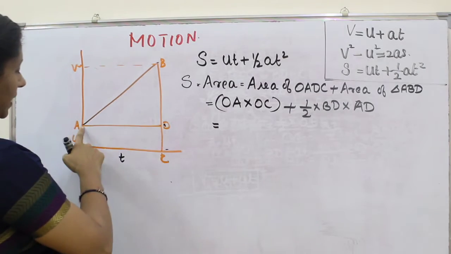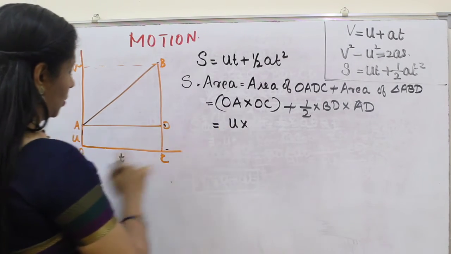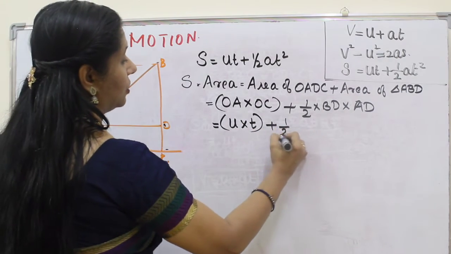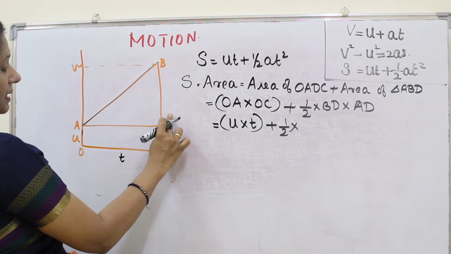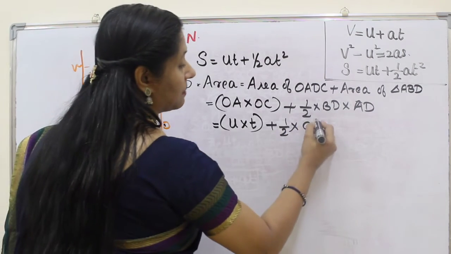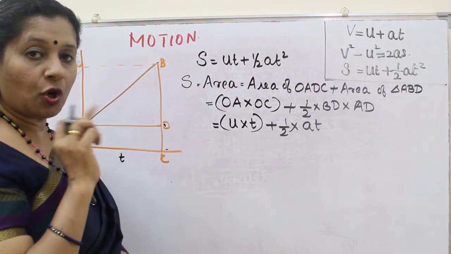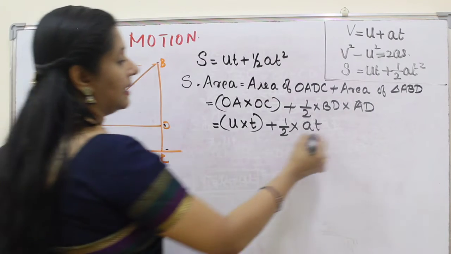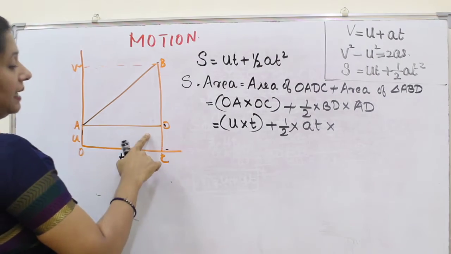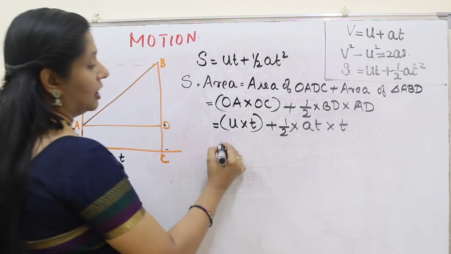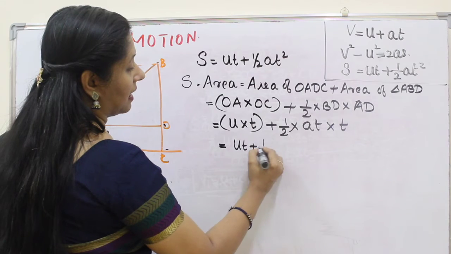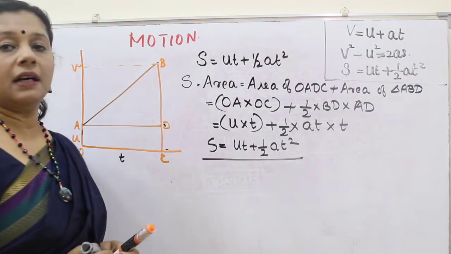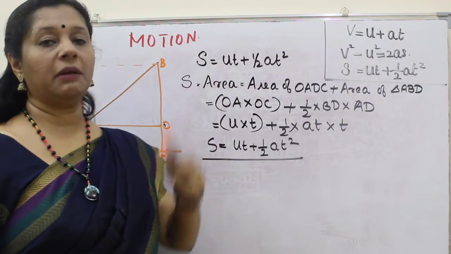Is equal to, what is OA? OA is equal to U into OC, which is nothing but T, plus half into, what is BD? BD is the AT. Because in the previous equation when we derived, we found that the slope of the graph is acceleration. So from that we found BD is equal to AT, into, what is AD? AD is the time T. So now we can get UT plus half AT square. What is it? Yes, so this is our second equation. S is equal to UT plus half AT square.